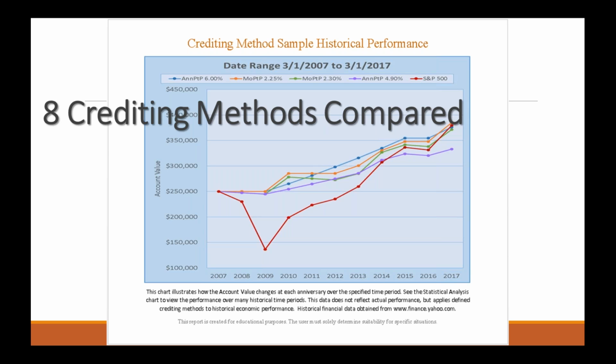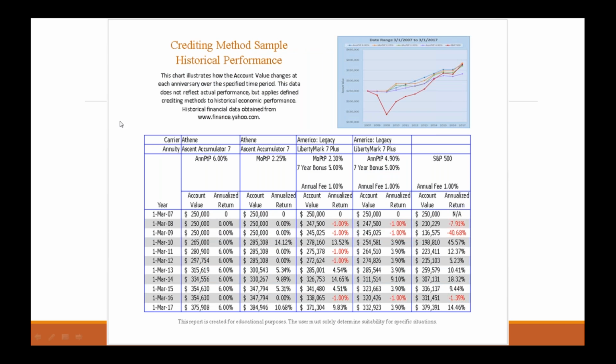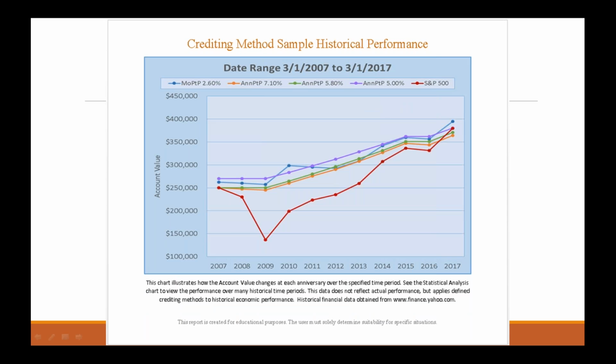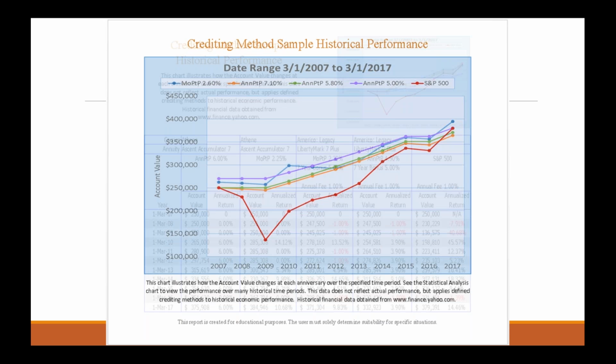So I tried to put all 8 methods on one sheet, but it got way too crowded. So this is broken up into 2 different presentations. And the first one has 4 crediting methods. And you'll see here again, this is Athene, 2 crediting methods by Athene, Americo from Legacy, their Liberty Mark 7. That can be a real strong product too. But look at the cash values, how they grow. Now this is using $250,000 as a starting example. And you can see that over time, oops, go back one.